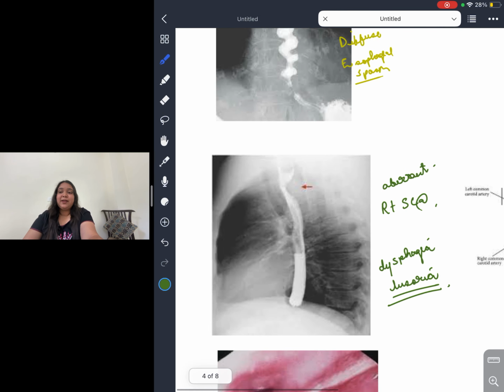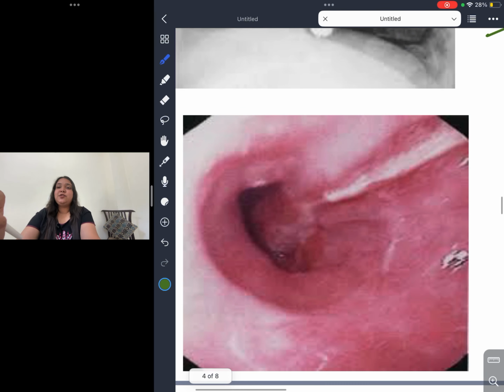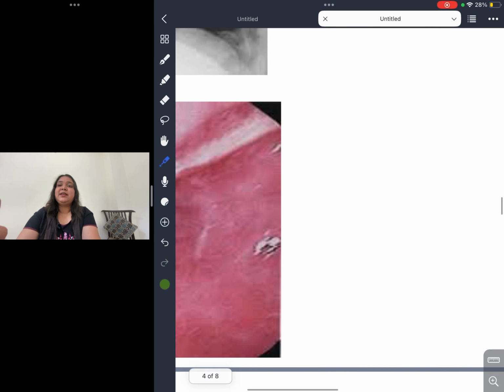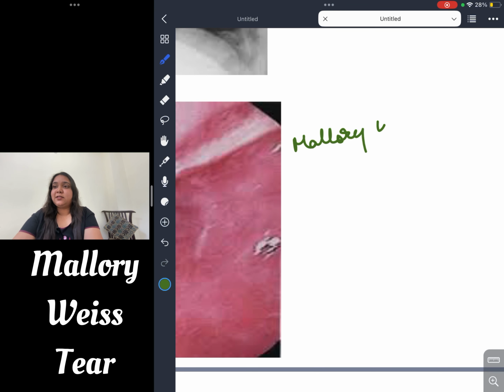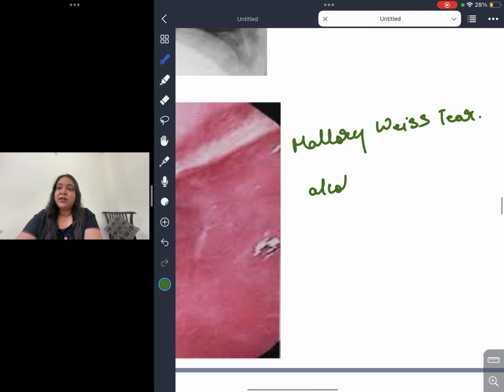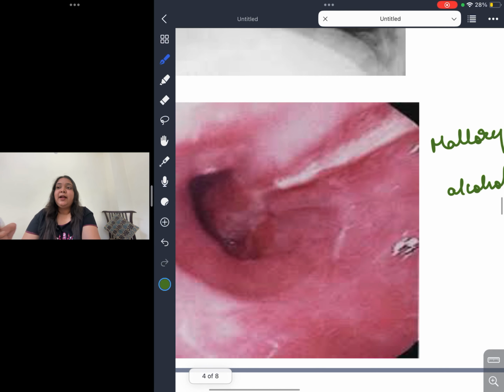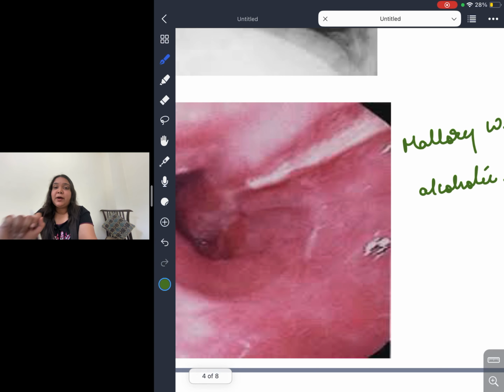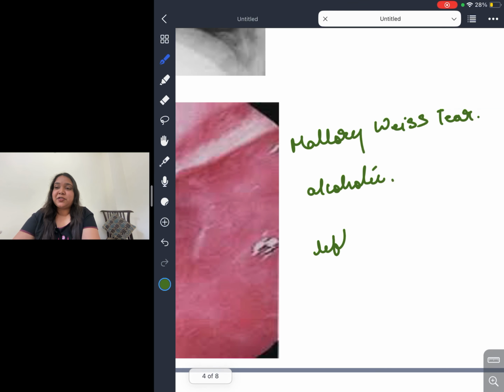So now let us go to the next image. Here you can see a longitudinal mucosal or submucosal tear. Now this is an image of Mallory-Weiss tear. Mallory-Weiss tear mostly occurs in alcoholic patients, after binge eating or binge drinking. Now, one more point you should know: what was the artery involved in the lower part of the esophagus? It was the left gastric artery.